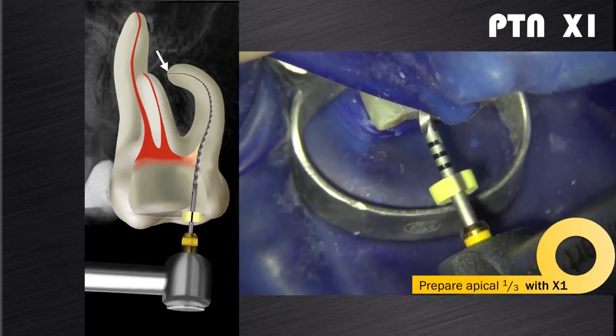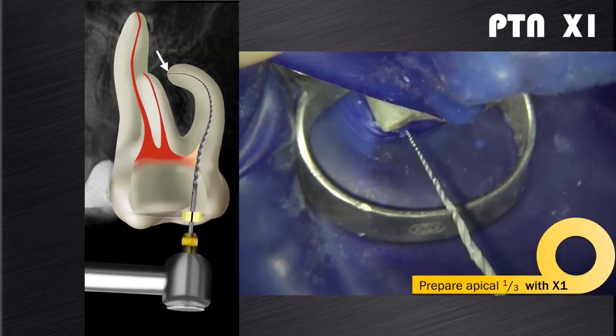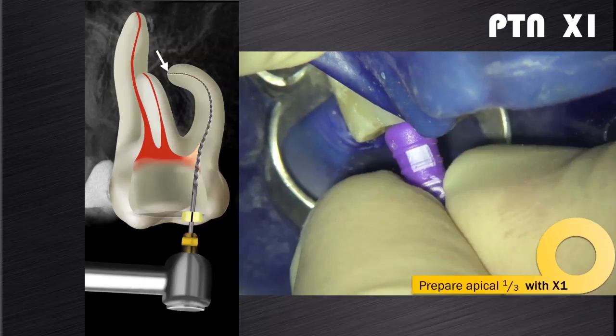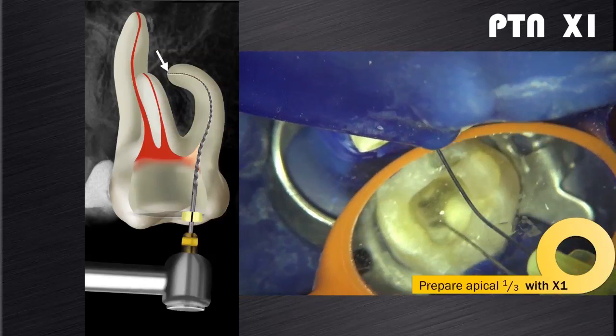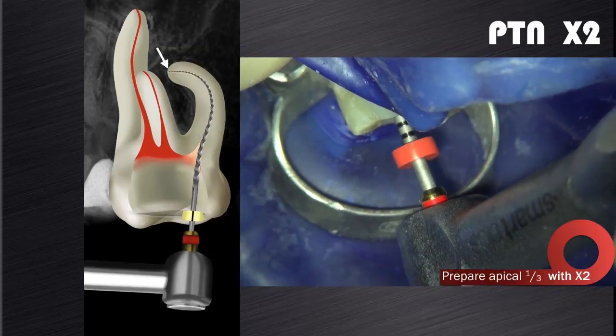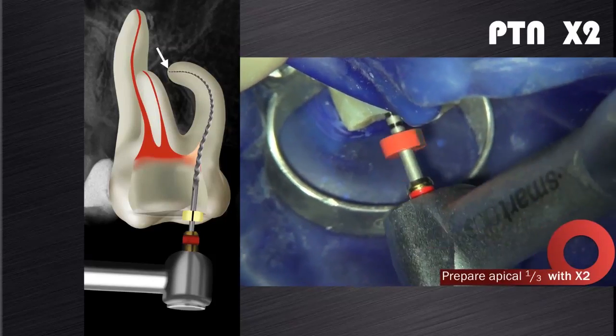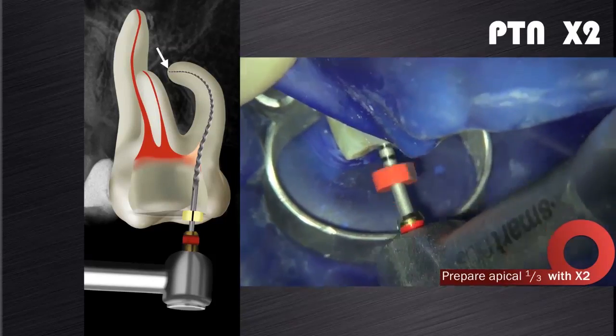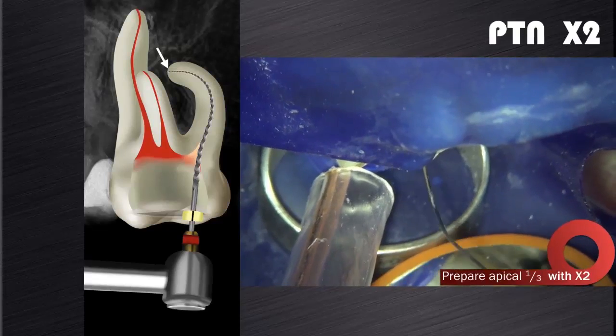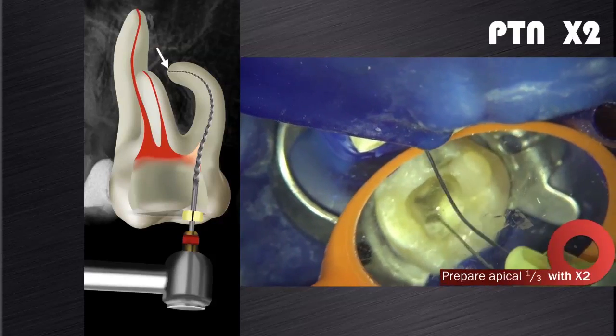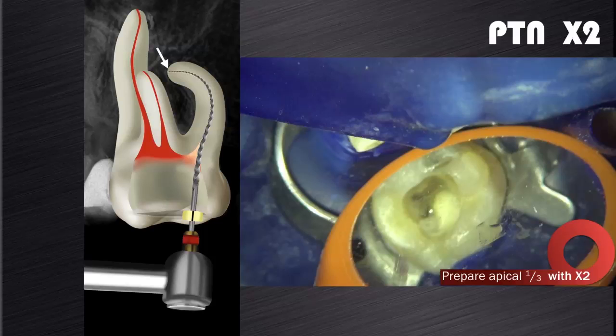I find this protocol a much safer way to introduce ProTaper Next instruments when I'm faced with complex anatomy. This is again followed with an irrigation, recapitulation and re-irrigation cycle. We can now introduce ProTaper Next X2 again in a conventional way to prepare the apical third of the canal. We irrigate again and verify the canal shape with a size 25 hand file as we discussed previously.